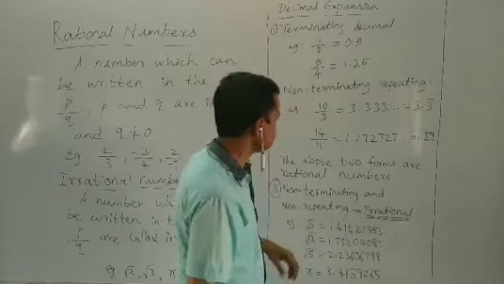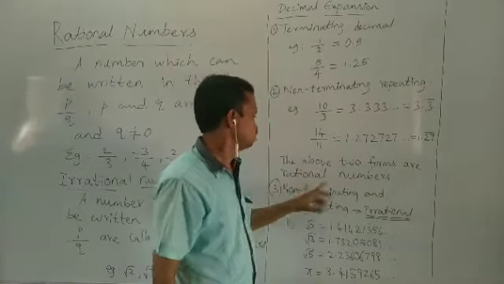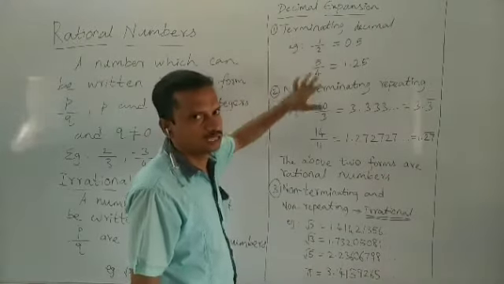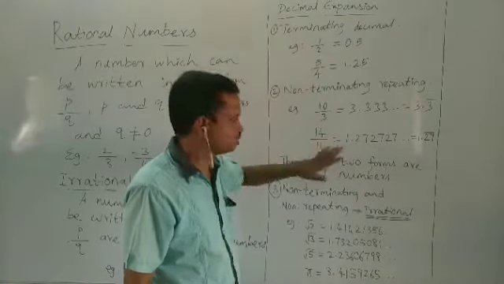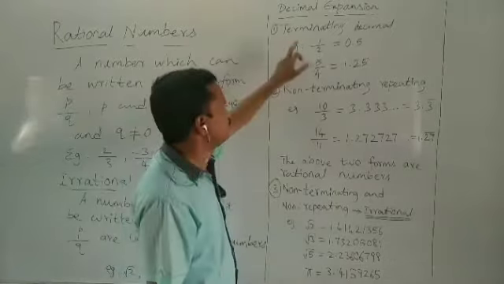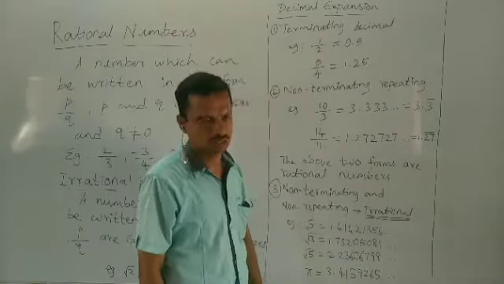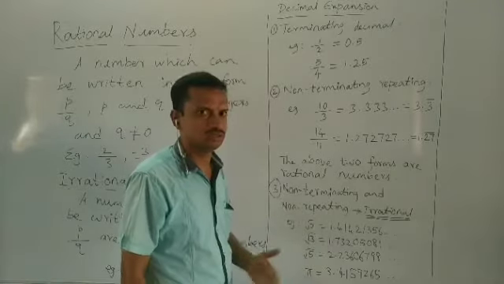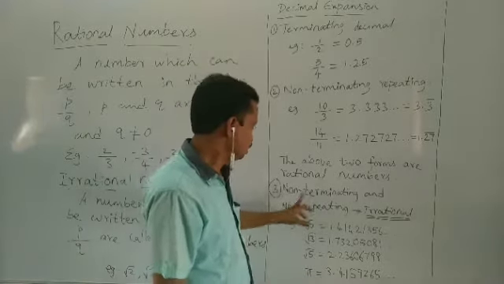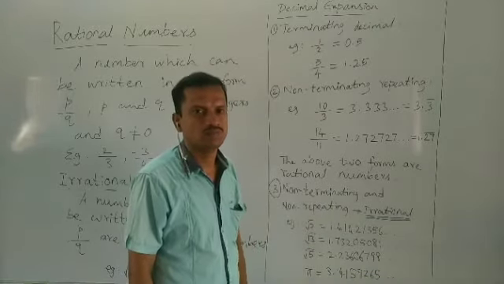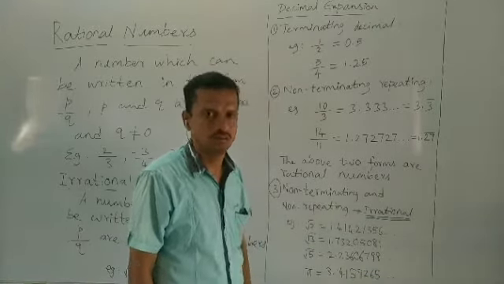Okay. So, the above two forms are rational numbers. The first two decimal expansions represent rational numbers. Terminating decimal is also a rational number. Non-terminating repeating is also a rational number. And now coming to the next, that is the irrational form. Non-terminating and non-repeating decimals are irrational numbers.